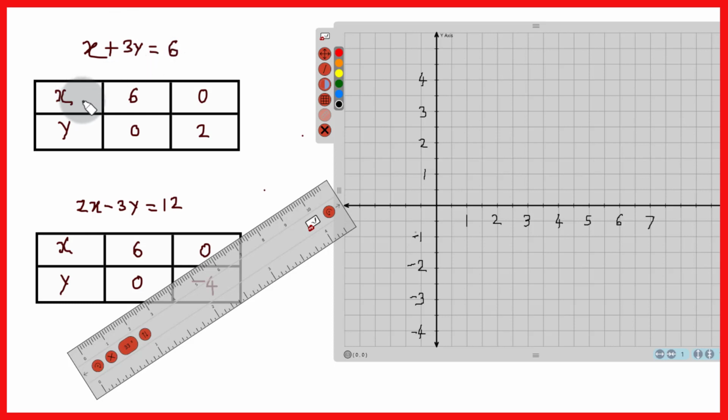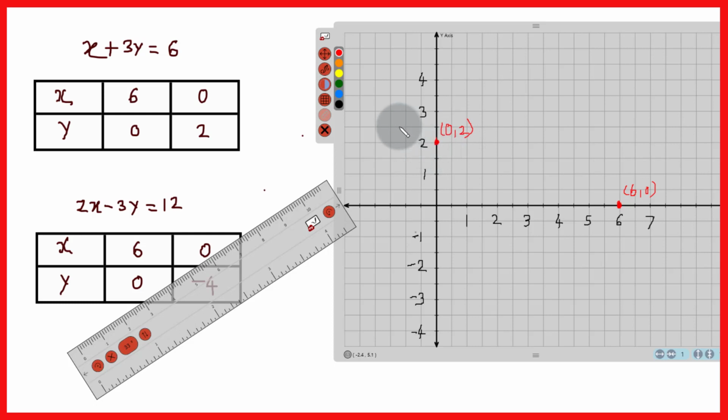So here when x coordinate is 6, y coordinate is 0. And so the first point 6 and 0 will be here. X coordinate is 6 and y coordinate is 0. So this is 6, 0. Then the second point is what? 0, 2, and that point will be here. Its coordinates will be 0, 2.